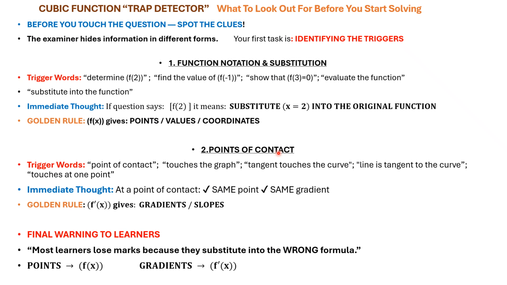Once I use the word point of contact, which will appear a lot in these problems number 325, I need to know I'm going to first be required to find the first derivative and then substitute in that first derivative. So when I see the word point of contact, touches the graph, tangent to the curve, line is a tangent to the curve, touches at one point, I'm technically looking for the gradient of a tangent. Right, final warning, make sure you know the difference between finding the points and the gradient. Right, so let's look at problem number 3.